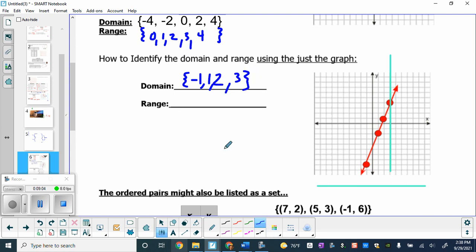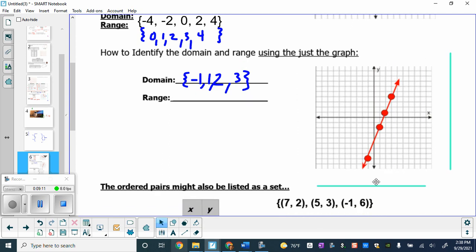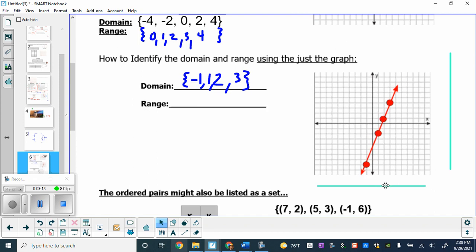All right, cool. So we've taken care of the domain. We have scanned on the x-axis. Now let's scan along the y-axis. So right here, I have a point all the way down here at -1, 2, 3, 4, 5, 6, 7, 8. So I see one down at -8.